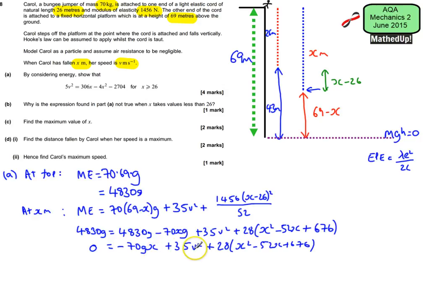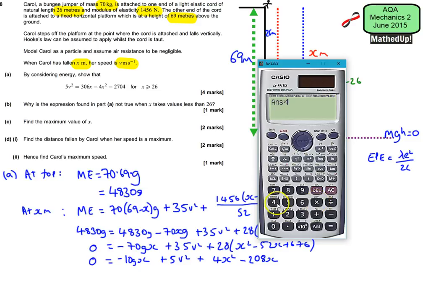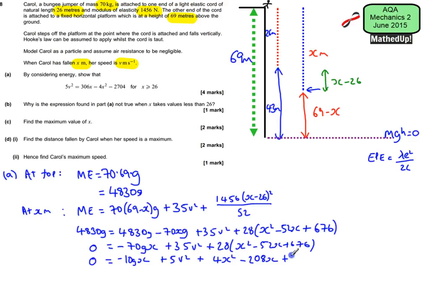Okay, and all of these are divisible by 7. So I've got 0 is equal to negative 10gx plus 5v squared plus 4, and I'll expand this bracket now, so we've got 4x squared, take away 208x, and then 4 times 676 is 2704. Okay, and we can tidy this up.